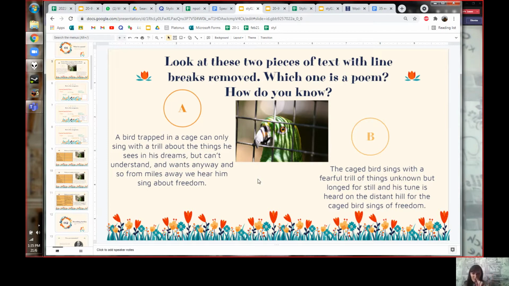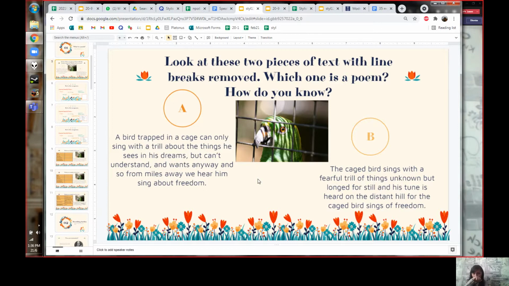I want you to read them both, maybe pause the video and try to tell me which one is a poem and which one is not, and why as well. So, okay, pause the video and then read and then come back. Okay, so it's pretty clear that the poem is B and A is just a normal piece of text, maybe a descriptive text in a fiction story.